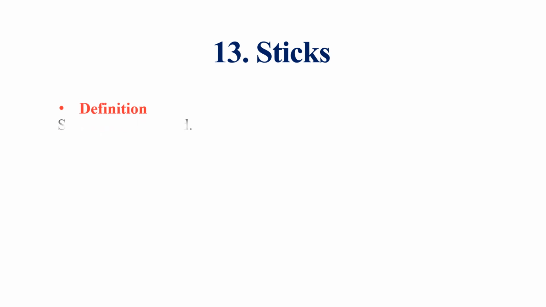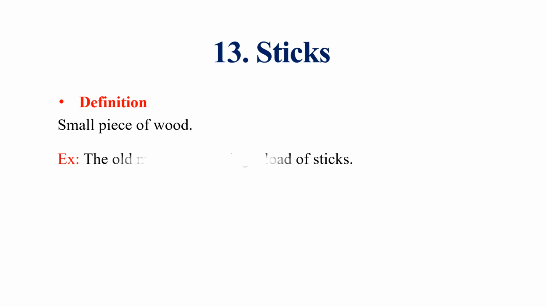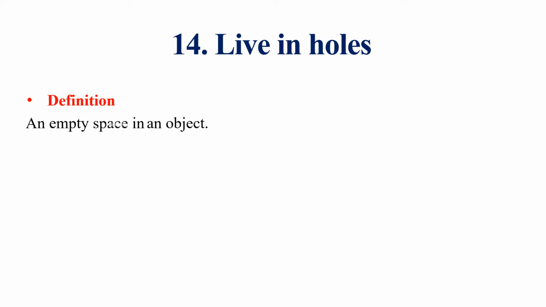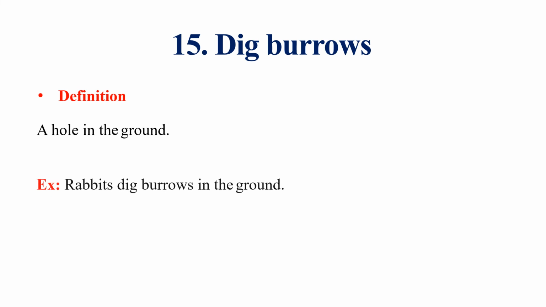Sticks. Sticks means small pieces of wood. The old man was carrying a lot of sticks. This word is a noun. Live in holes. A hole is an empty space in an object. Like owls live in holes. Dig burrows. A burrow is a hole in the ground. Rabbits dig burrows in the ground.